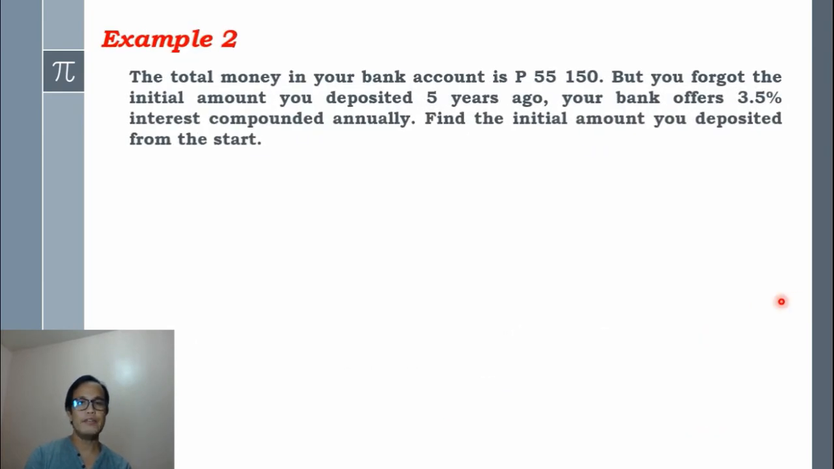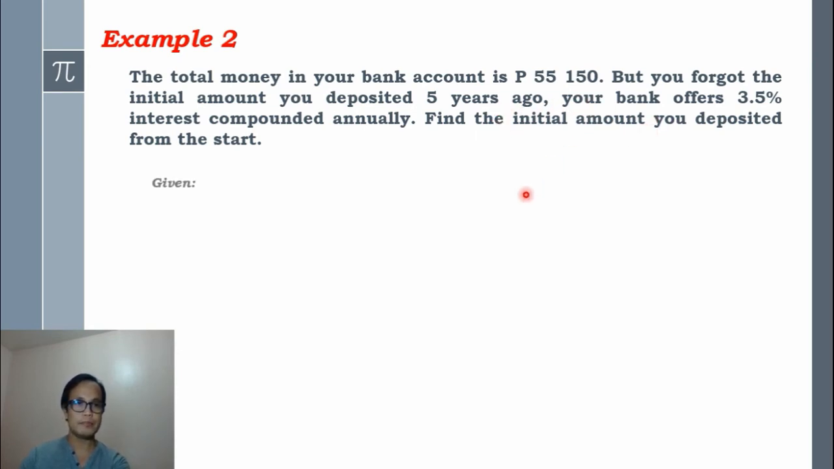For example, we are given this problem. The total money in your bank account is 55,150 pesos. But you forgot the initial amount you deposited 5 years ago. Your bank offers 3.5% interest compounded annually. Then, find the initial amount you deposited from the start. So this time, the 55,150 in the account is now called the future value. Since we are told to find the initial amount, what is meant by initial amount here is the present value.